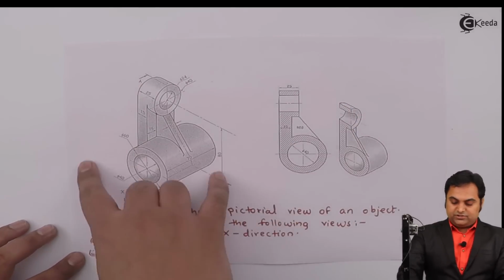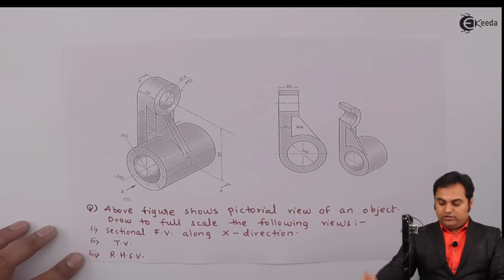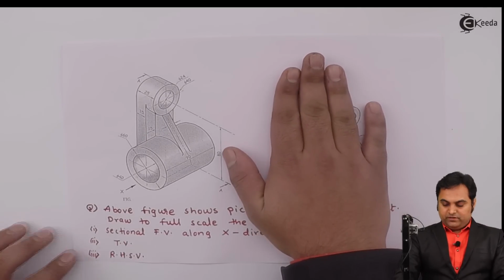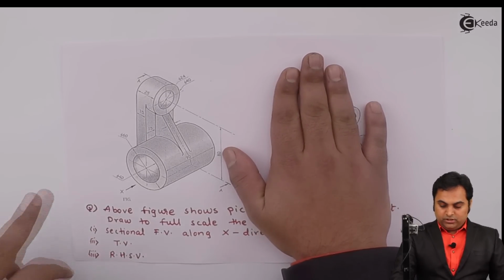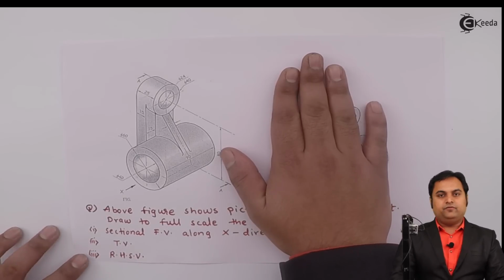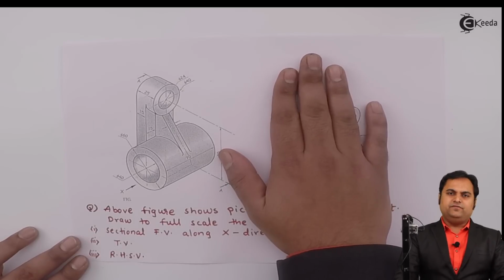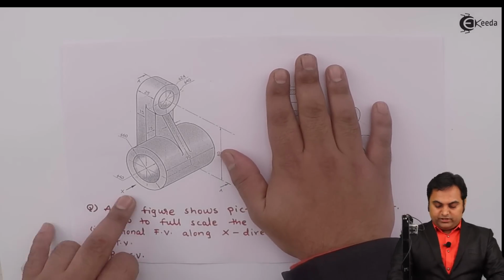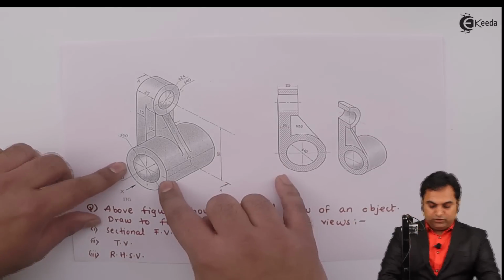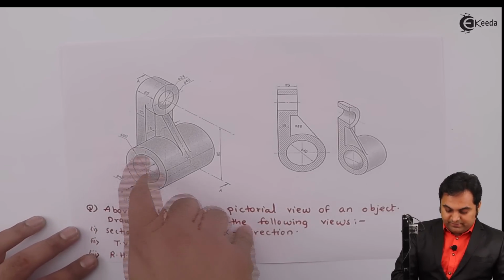So this is the object which is given to us, and here is the cut section. We'll go on to the cut section later on. First, looking at this object, we have to draw the sectional front view, top view and right hand side view. For that, at first we should know the total length, height and width of the object. When I am looking along x direction, the total length of the object is up to this diameter, which is the external diameter 60 mm.